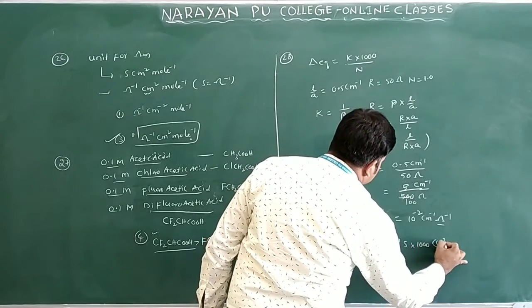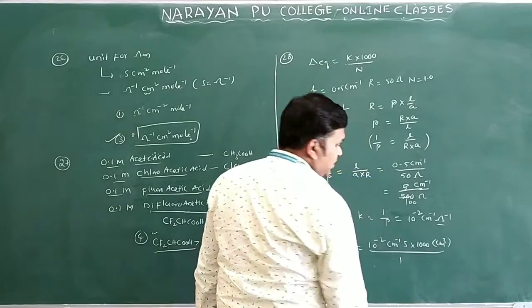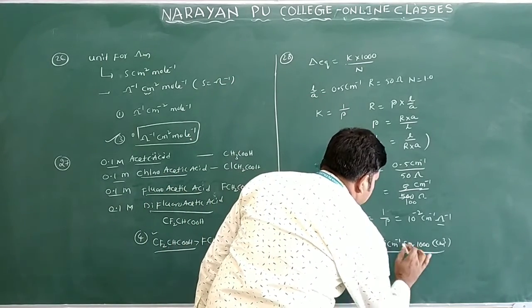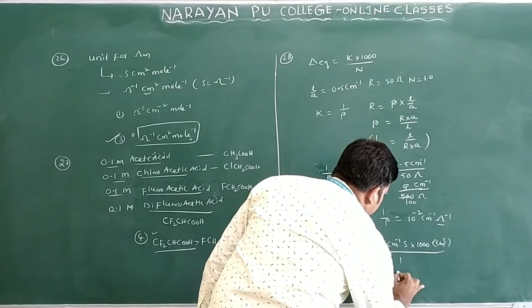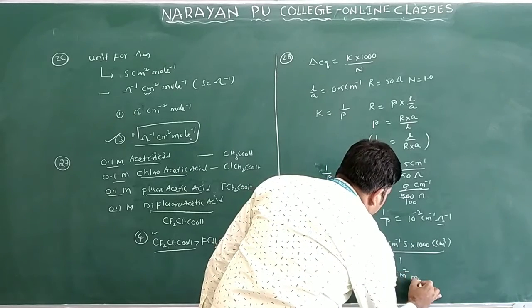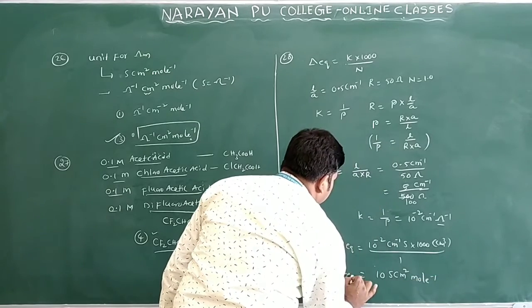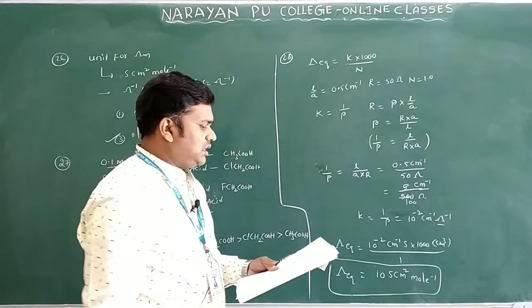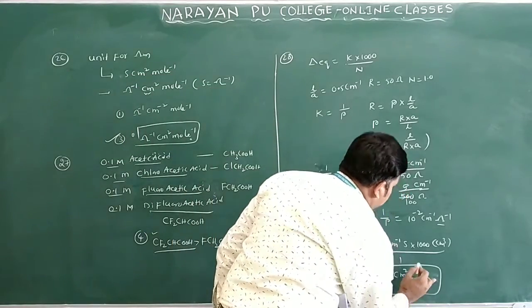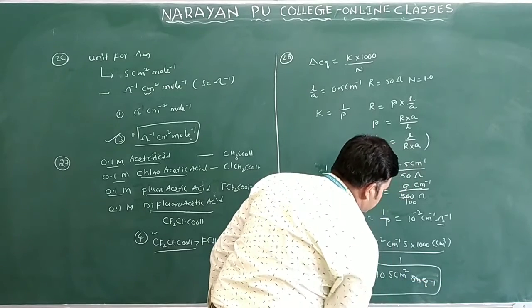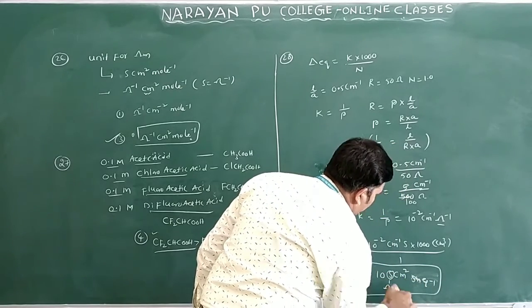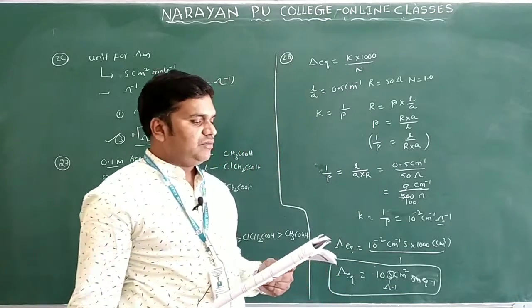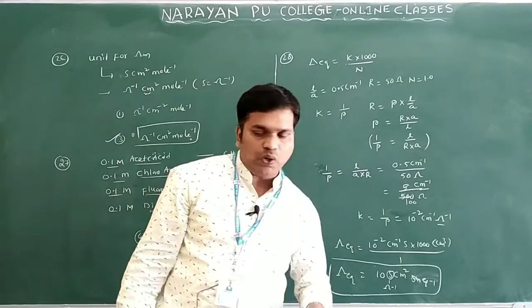If you want to write, this is centimeter cube by normality 1. You multiply this one. So 10 power minus 2 into 1000, what you get? 10. So centimeter inverse, centimeter cube, what you get? Siemens centimeter square mole inverse I got. So what is the equivalent conductivity for this question? 10 Siemens centimeter square. Gram unit you can write, because this is equivalent conductivity. In place of Siemens you write ohm inverse. So 10 ohm inverse centimeter square gram equivalent inverse. So what is your answer? Your answer is option 1.